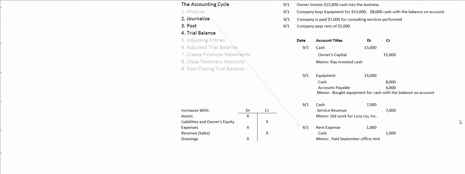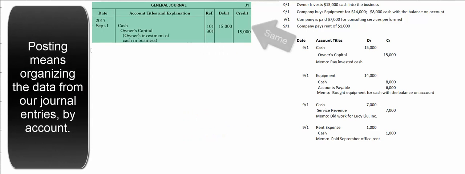So my boss walks in and says, "Russ, how much cash do we have in the bank?" And I say, "I don't know, boss. I haven't posted yet." So posting is the third step in the accounting cycle, and it's just about organizing this information in a little different manner, instead of chronological, by category.